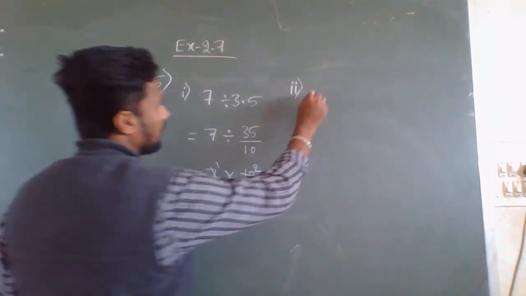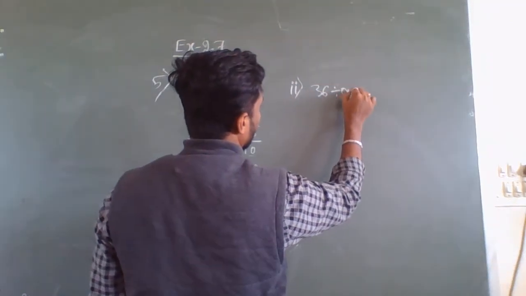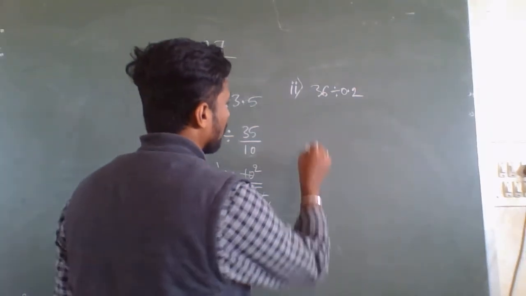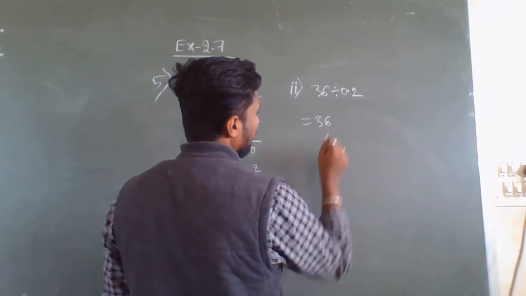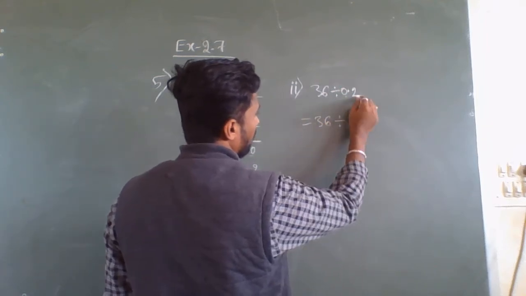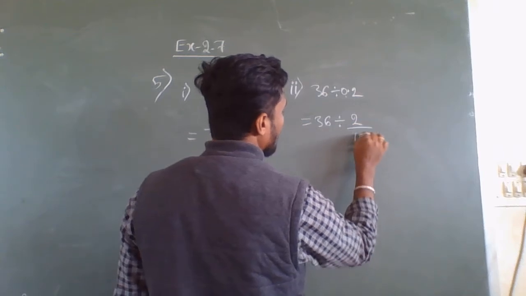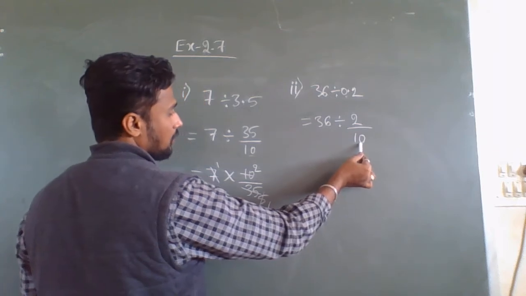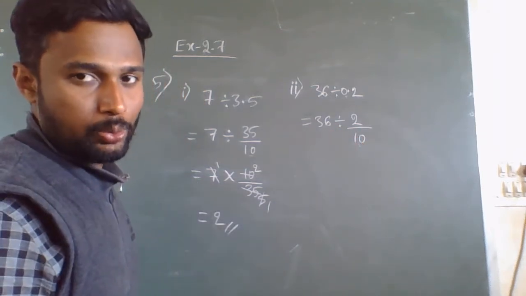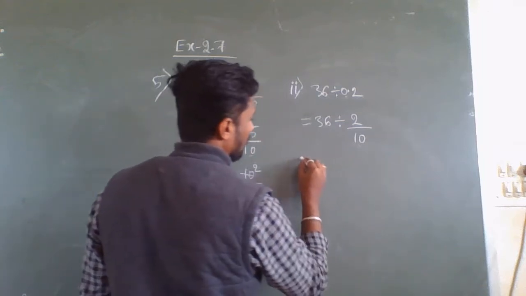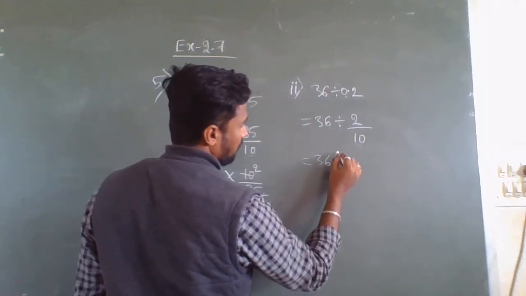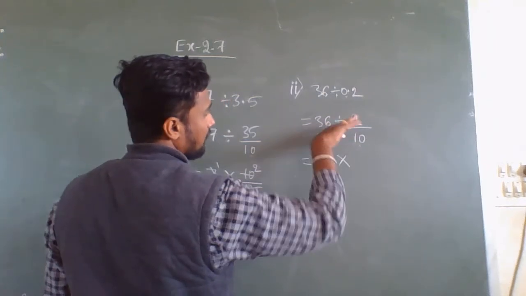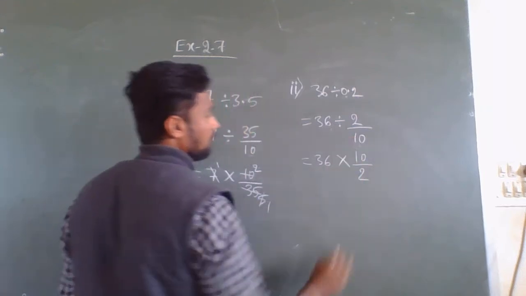We will see 36 divided by 0.2. Second question of fifth main. So now I will write this 36 as it is only, and here division 0.2 can be written as 2 divided by 10. How to write this? After decimal point only one digit is there, so I will consider number with only one zero. So 0.2 can be written as 2 by 10. So now we can see 36, in the place of division I will consider multiplication. So reciprocal of 2 by 10 is 10 divided by 2.